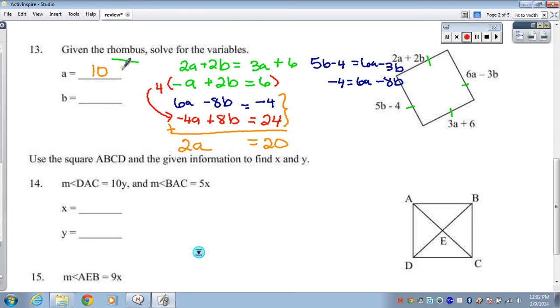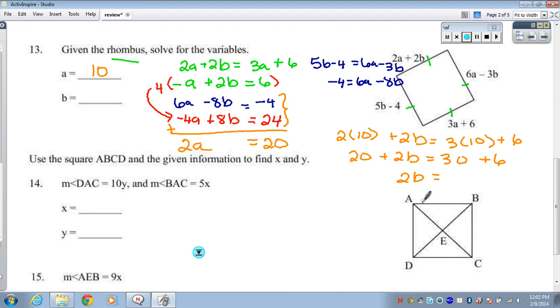To find b, substitute 10 back into one of your equations. So 2 times 10 plus 2b equals 3 times 10 plus 6. So we've got 20 plus 2b equals 30 plus 6. 2b equals 30 plus 6 is 36 minus 20, which is 16. So b equals 8.